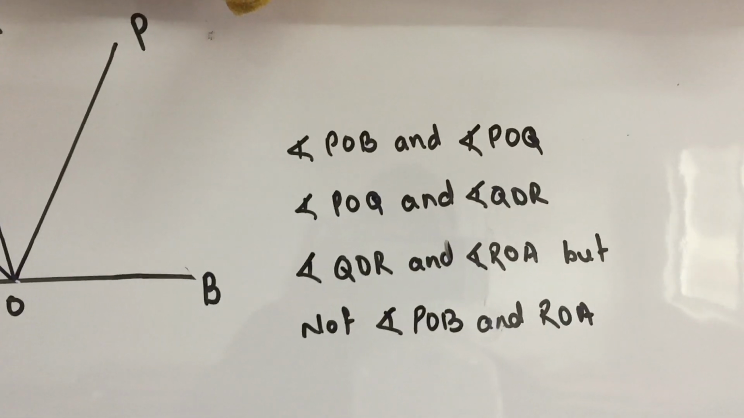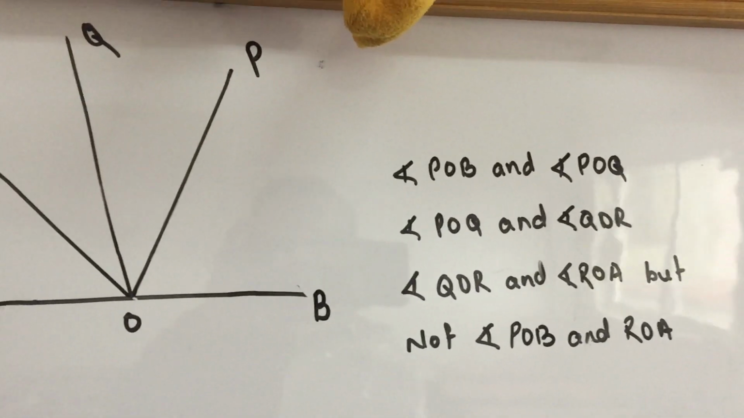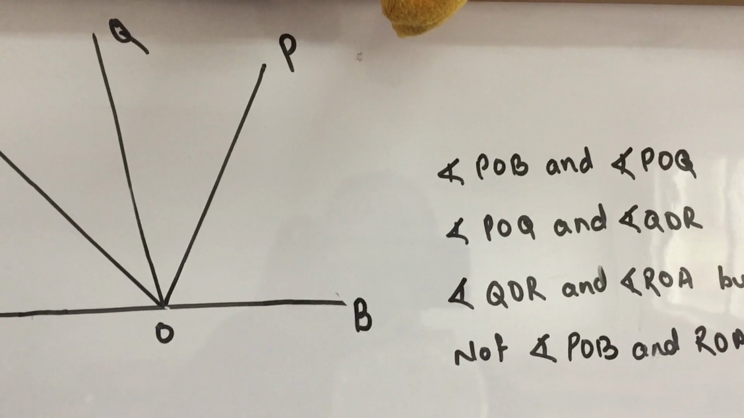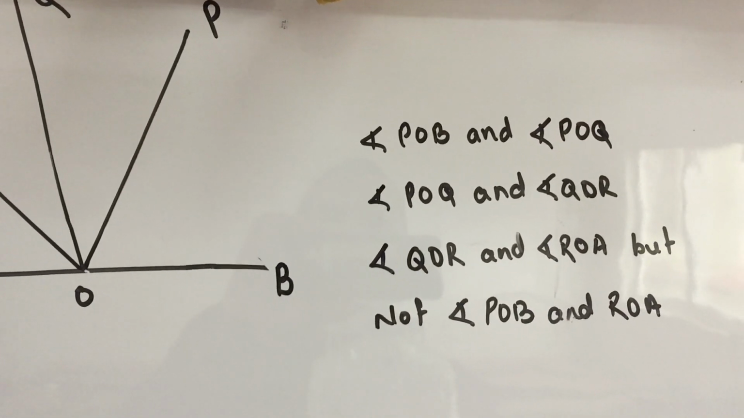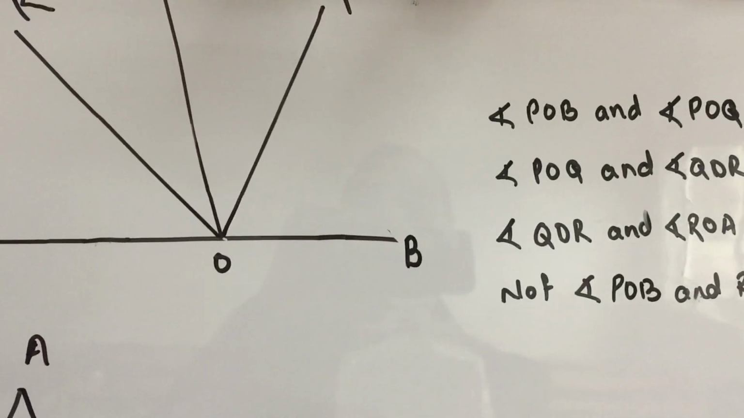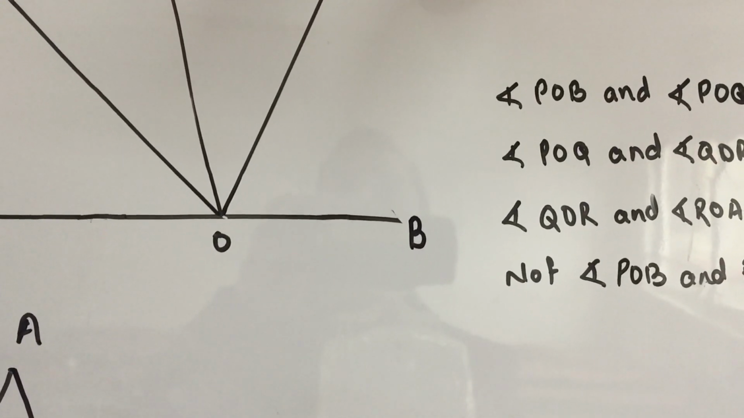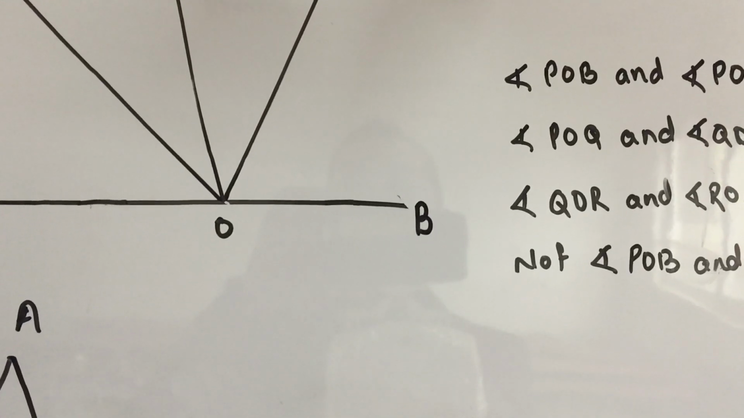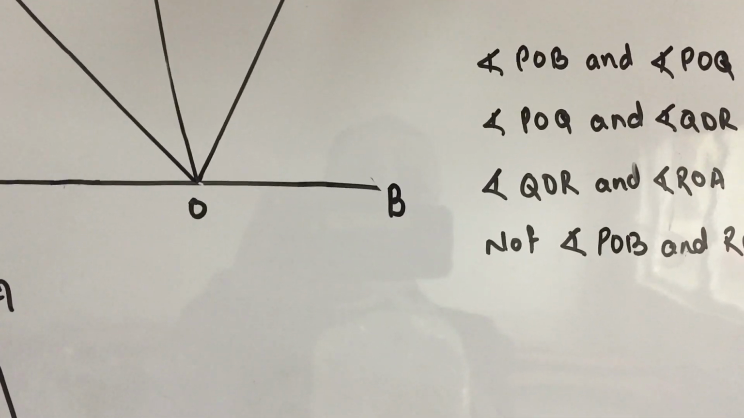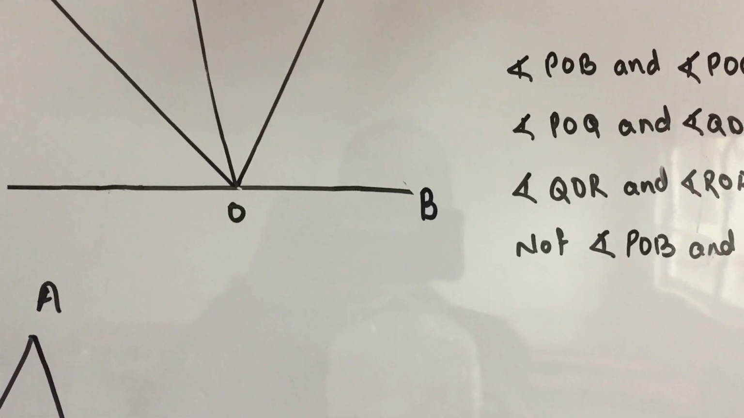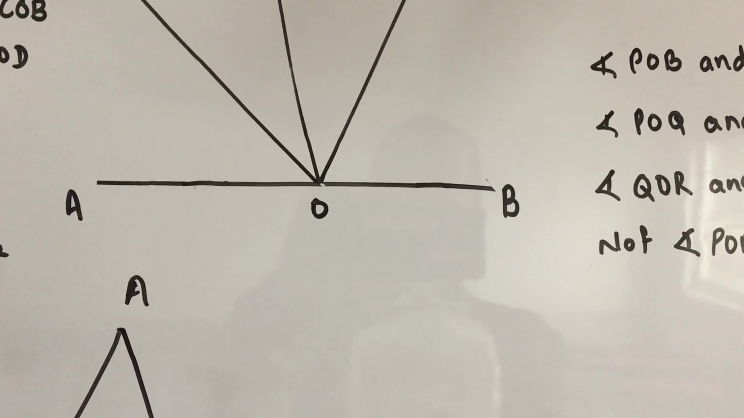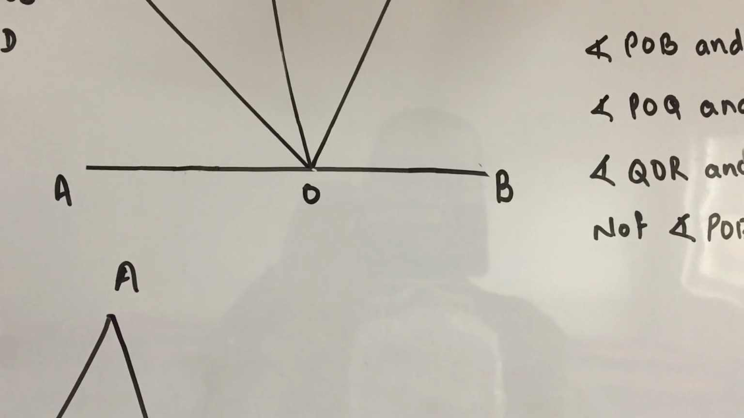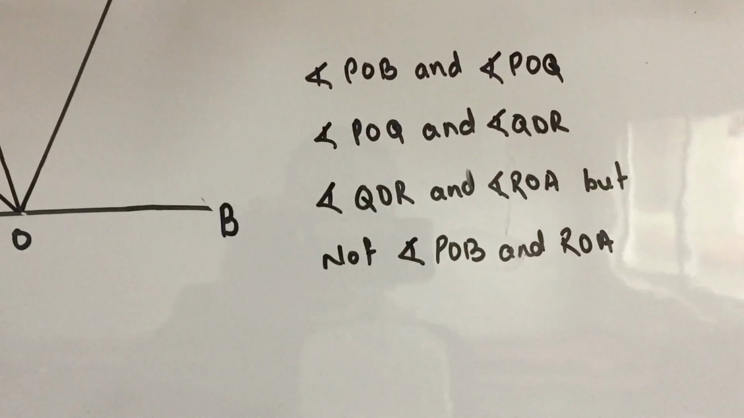So these two angles have a common arm, that is PO, and a common vertex O. Then when we go to POQ and QOR, we have QO as the common arm and O as the common vertex. Similarly, when we come to POB and ROA, the vertex O is common, but no arms are common, so they are not adjacent angles.